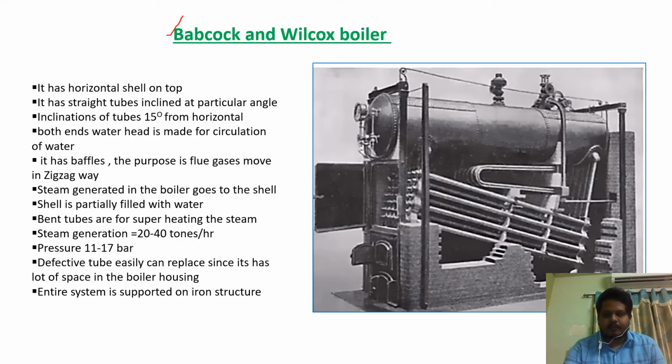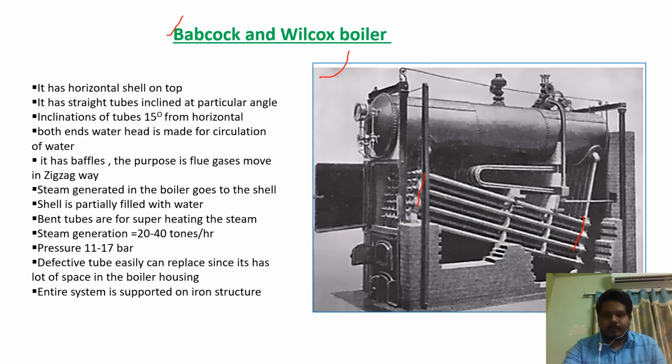Babcock and Wilcox boiler. It is another important type of water tube boiler. As you can see in this figure, it has a horizontal shell at the top. So this is the horizontal shell, and also it has straight tubes. These are the water tubes, inclined. Here the angle is 15 degrees from the horizontal. These tubes have water heads on both sides, here on this side and this side, for water flow.